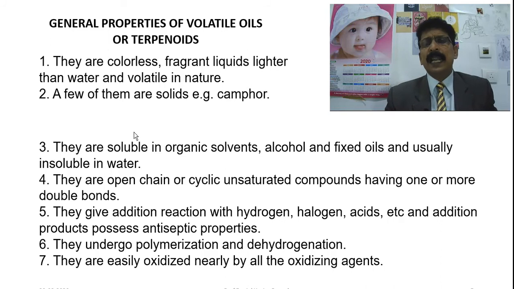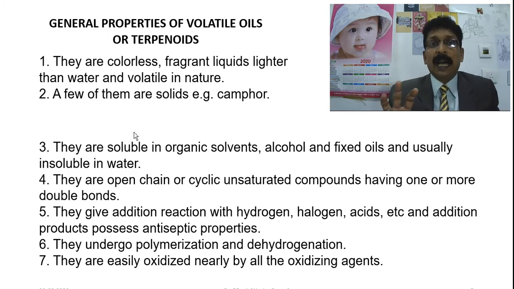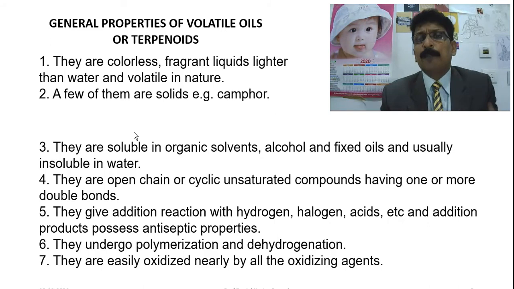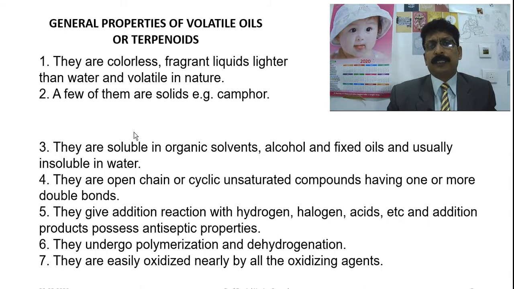And they are open chain or cyclic. They are open chain or cyclic unsaturated compounds. Sometimes isoprene units can also cyclize, for example camphor is a cyclic compound. Like that you can see limonene, a cyclic compound, a monoterpene. So unsaturated double bonds will be there. Unsaturated compounds having one or more double bonds, and they give addition reactions with hydrogen, halogen, hydrochloric acid or halogen acid, etc. And addition products. They have antiseptic properties.